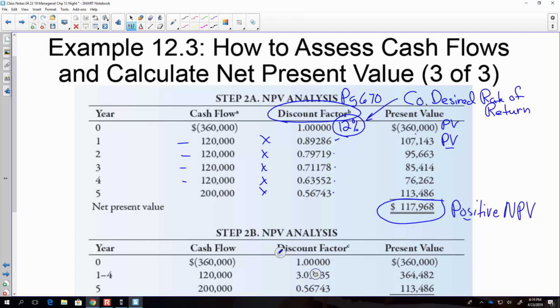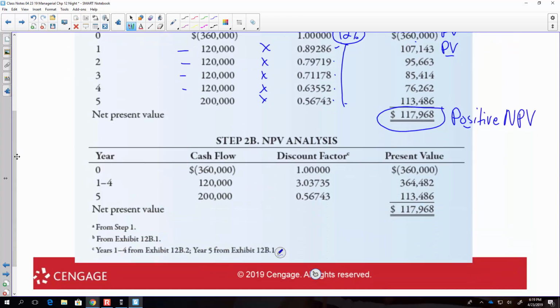Does everybody understand why I use table 1? That's because I go by year. I can go by year because it's not the same, right? In year 5, it's a little different. However, there are 4 years that are the same, and that's where a second method can be used, for those years that are the same. Which years were the same? 1 through 4.